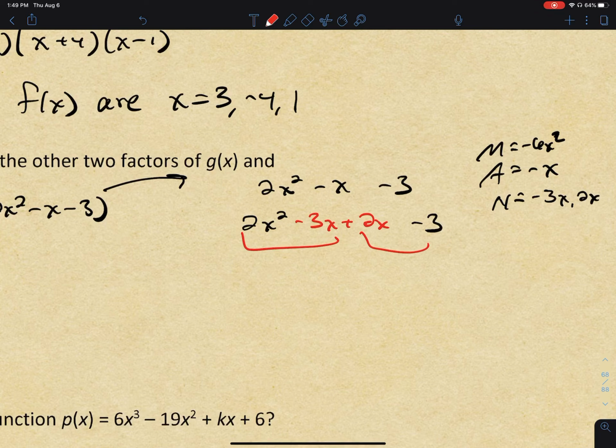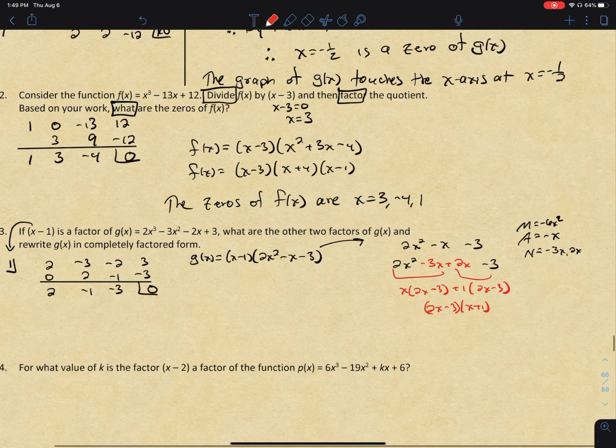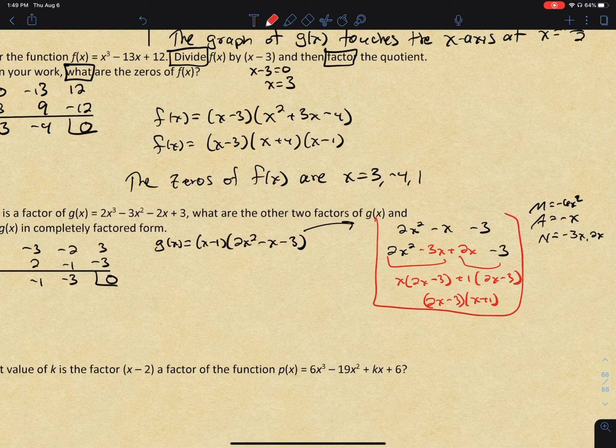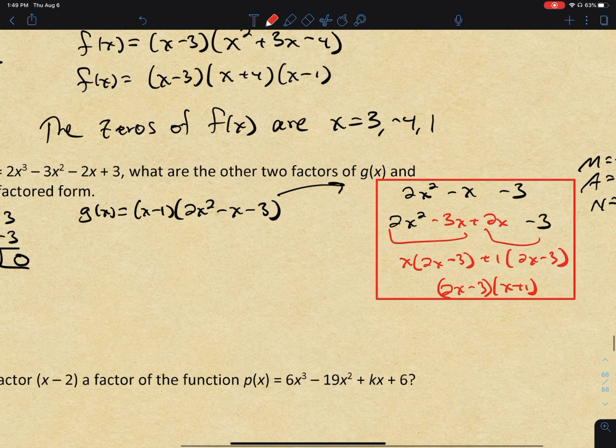And if I group things together and take out the GCF, I'm going to get x and 2x minus 3 plus 1 and 2x minus 3. It's going to give me a factor of 2x minus 3 and x plus 1. Did this off to the side intentionally so I didn't muck up my work over here. Pardon me for the language. So this is x minus 1, x plus 1, and 2x minus 3.